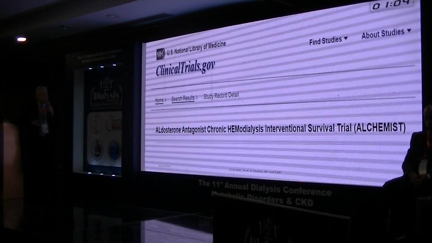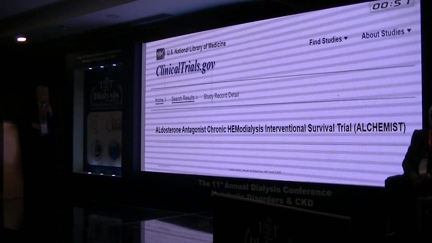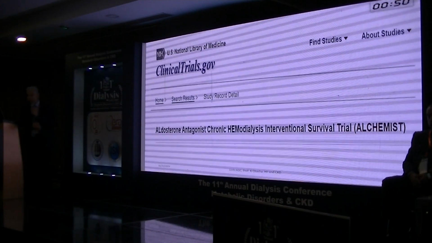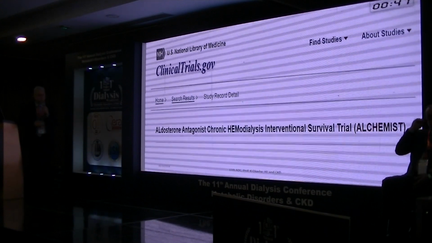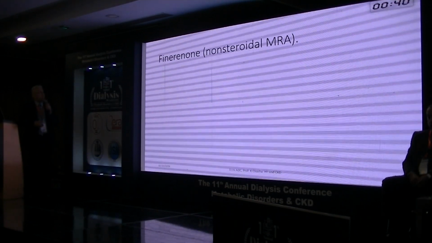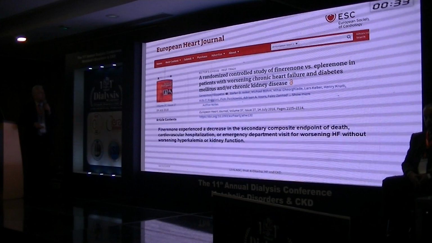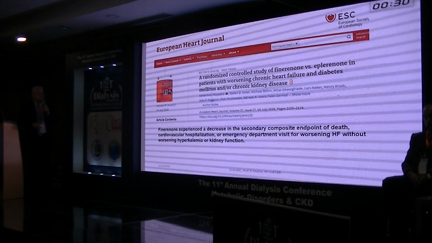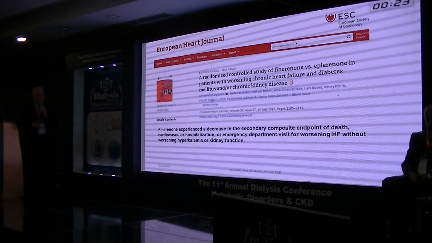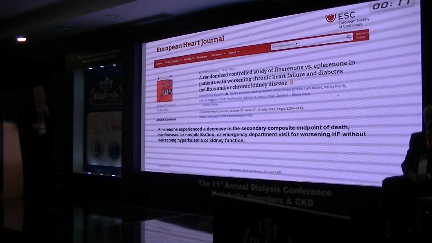Although the previous data, there is an ongoing trial, which I just got from the clinical trials registry, and this is the ALCHEMIST, an aldosterone antagonist chronic hemodialysis interventional survival trial, which is ACHIEVE. The result will be available maybe in 1 or 2 years, because this is a very long trial. And this is a very new mineralocorticoid antagonist, finerenone, a non-steroidal mineralocorticoid antagonist, and it showed a decrease in the secondary composite endpoint in terms of cardiovascular hospitalization, emergency department visits, and worsening hyperkalemia or cardiac function.